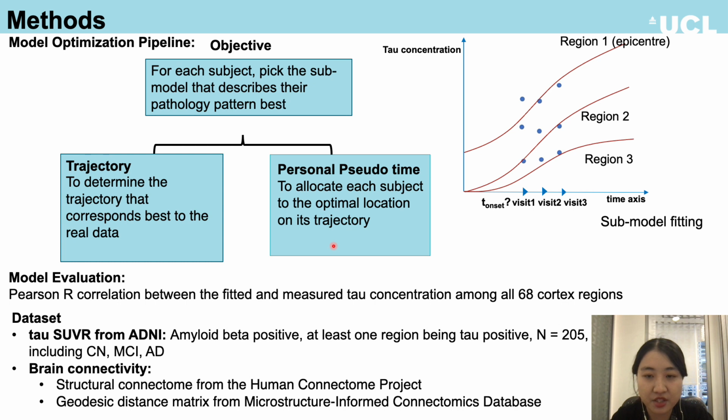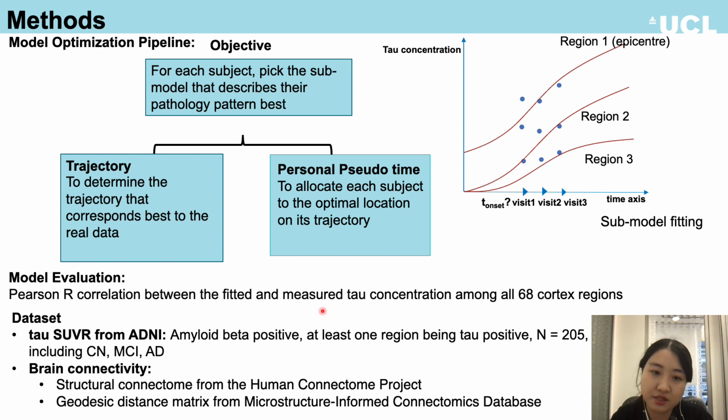The optimization is implemented on the individual level, which means the parameters are optimized per subject, including the diffusion and aggregation rate, as well as the disease onset time. For model evaluation, we use Pearson R correlation between the fitted and measured tau concentration among all 68 cortex regions, since it has been widely used in the previous relevant literature, and it's a simple way to evaluate the similarity between distributions.